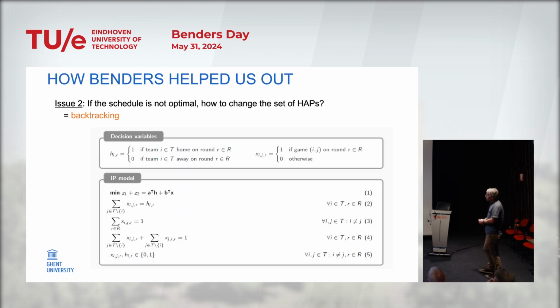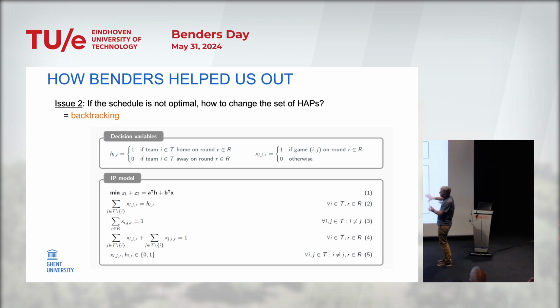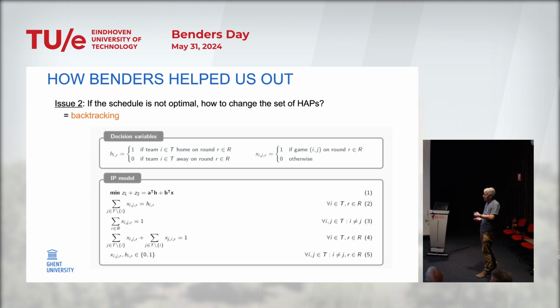Okay, so here's the IP model, the full IP model with two basic variables. We have the H_ir, which is 1 if team i has a home game on round r, and 0 if it has an away game. And X_ijr is 1 if i plays at home against j on round r, 0 otherwise, right?